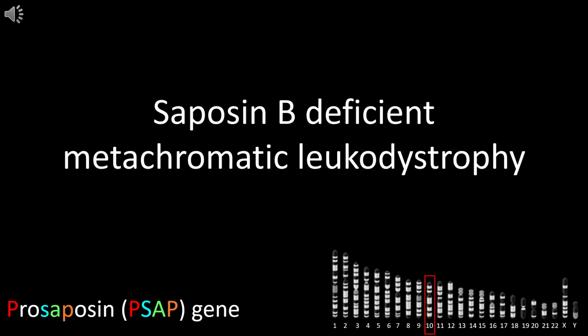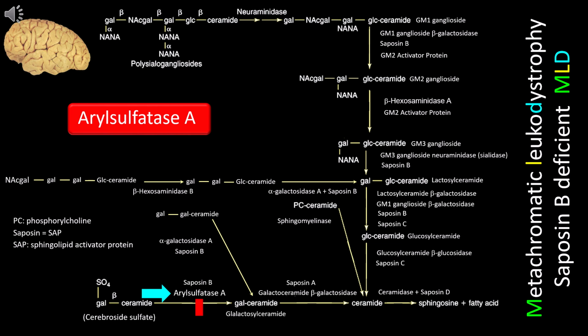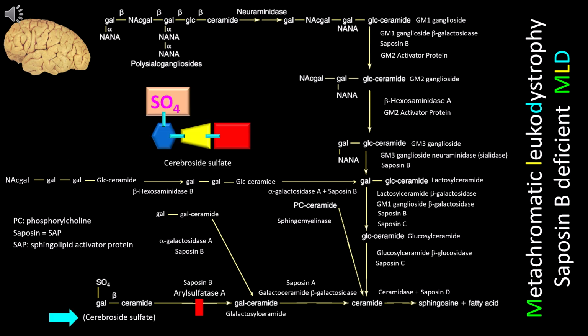It would make sense to use the term atypical MLD, as we did when dealing with the prior sphingolipidoses due to activator deficiencies. But the term atypical MLD is already used to denote MLD with atypical clinical manifestations. Both conditions involve the sulfatides pathway. The deficient enzyme in MLD is aryl sulfatase A. The deficient substance in sapacin B deficient MLD, as we have already mentioned, is sulfatide-specific sapacin B. They block the conversion of cerebroside sulfate to galactosylceramide, leading to the accumulation of cerebroside sulfate.